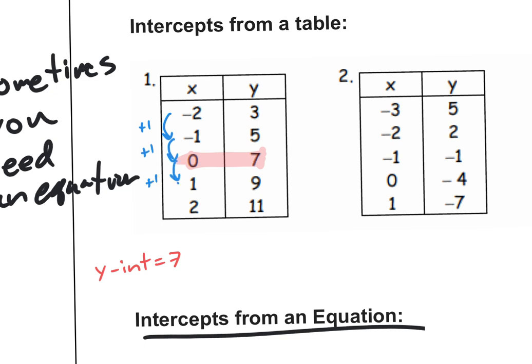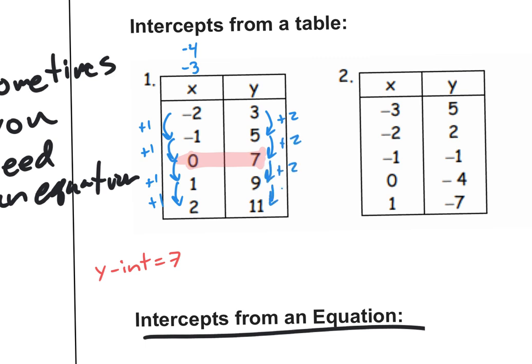And since I'm just adding 1 every time, I could go backwards. And I could say, you know what? Before -2 is -3. And before that is -4. And I could keep going backwards in this chart if I wanted to. Same thing over here as I go down the chart, I'm adding 2 every time.